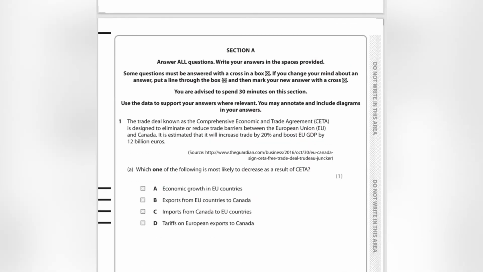section A. Okay, so we've got 30 minutes, or your advice is to spend 30 minutes. Use the data to support your answers where relevant. You may annotate and include diagrams in your answer. So I'm definitely going to do those things.